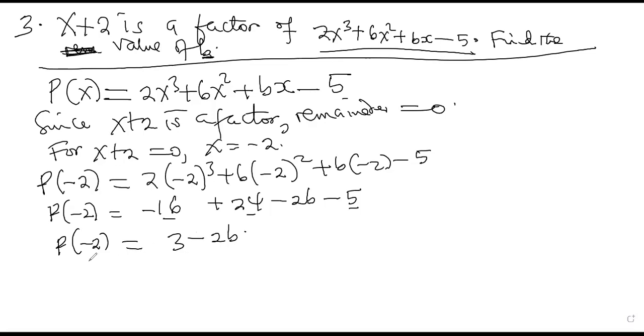We have substituted the value of x, meaning this one is our remainder, because when you substitute the value of x into the polynomial, what you get is the remainder. But because x plus 2 is a factor, the remainder must be equated to 0. So 3 minus 2b is equal to 0, implying that 2b is equal to 3, and therefore b is equal to 1.5.